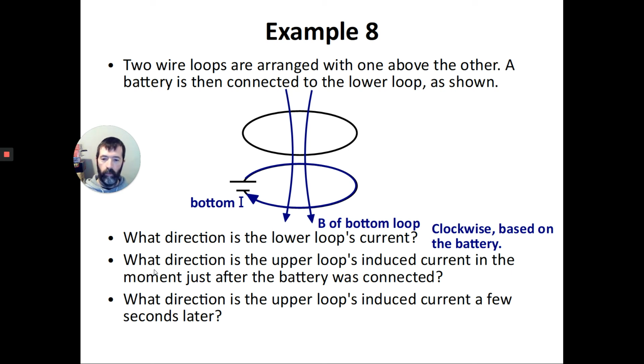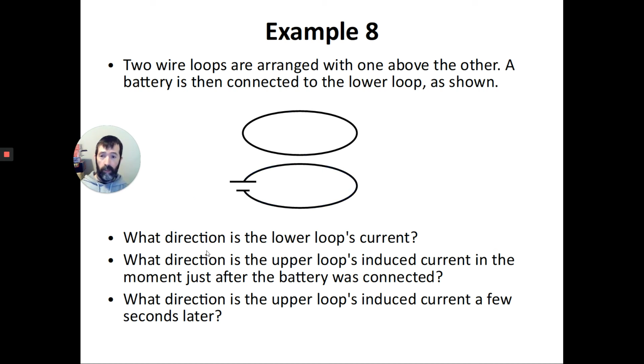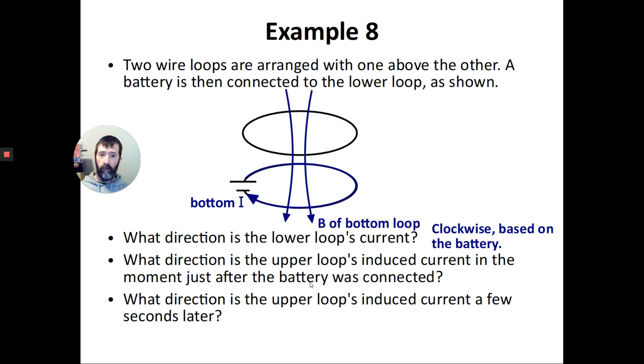Okay. What direction is the upper loop's induced current in the moment just after the battery was connected? So before the bottom loop is turned on, there's nothing there, right? If the battery is not here, there's no current, so there's no magnetic field anywhere. As soon as I connect the battery, this magnetic field comes into existence. So the flux through the upper loop has changed from having zero flux, because there was no field at all, to having a downward flux. So the change in flux is down, went from zero to down.